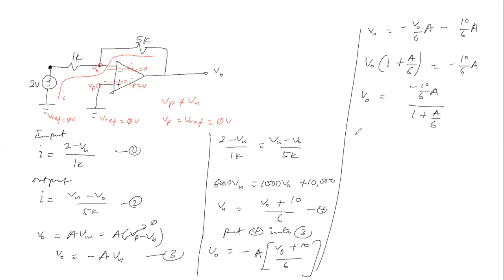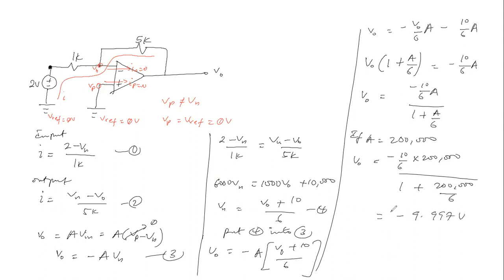Now, if A is, say, 200,000, then V naught is negative 10 over 6 times 200,000 divided by 1 plus 200,000 divided by 6. This gives us negative 9.997 volts for V naught.